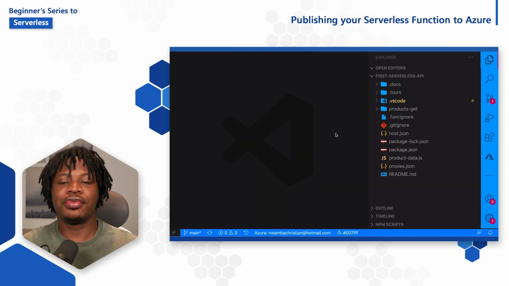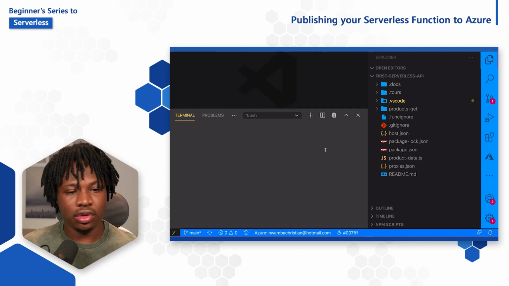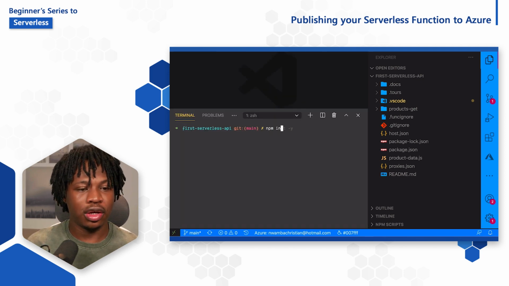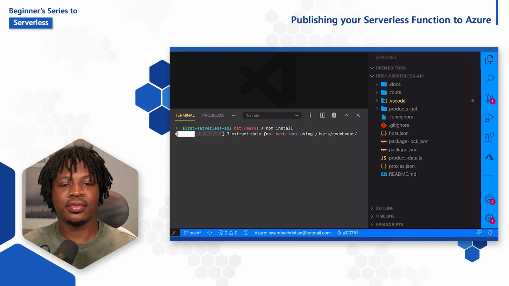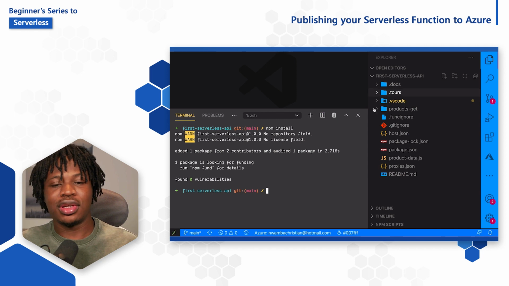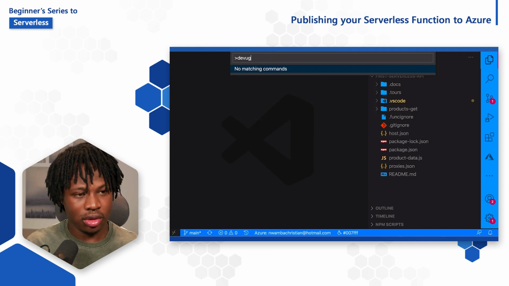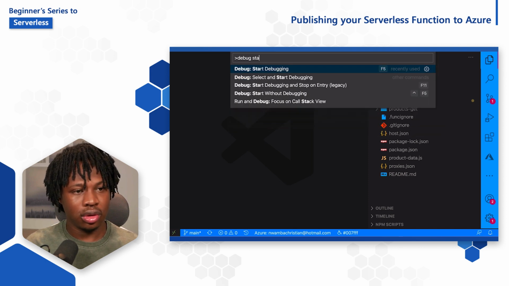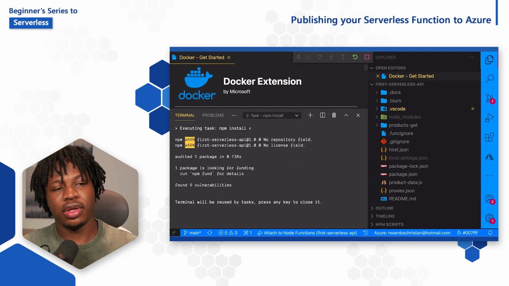But before we get ahead of ourselves and start trying to deploy, let's ensure that this is working locally first. To do so, we need to first install the dependencies. So run npm install in this project directory and hit enter. Next, close the terminal and search for debug, start debugging, in the command palette. If you hit enter, this will start running our application.